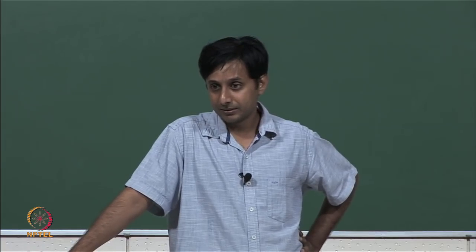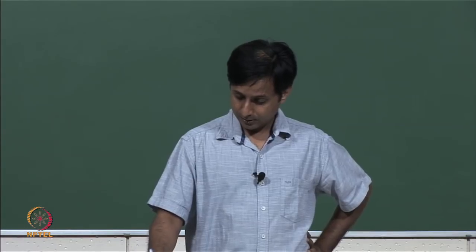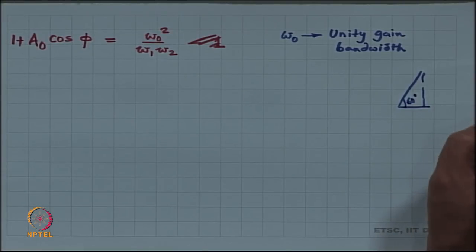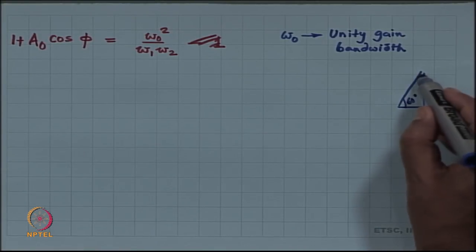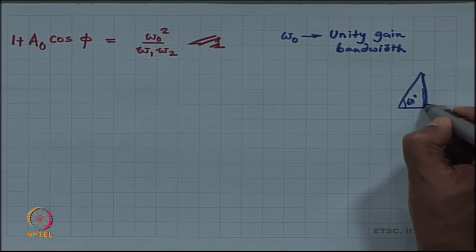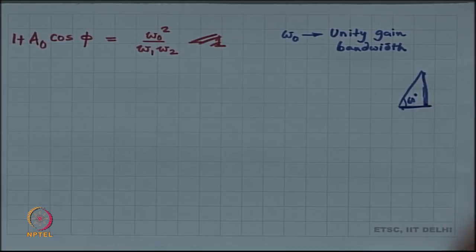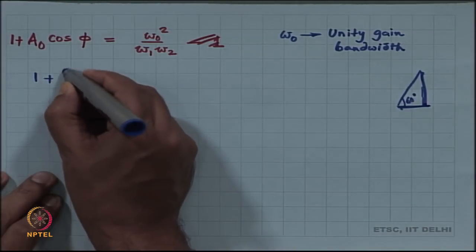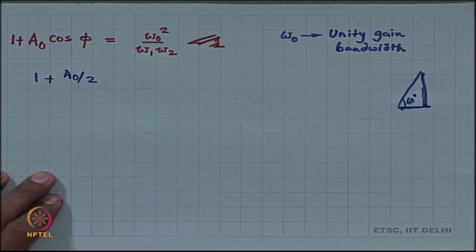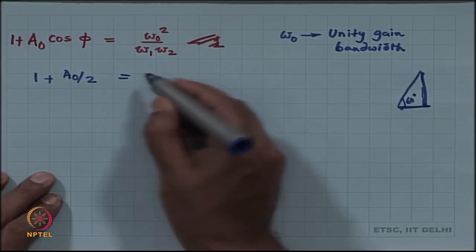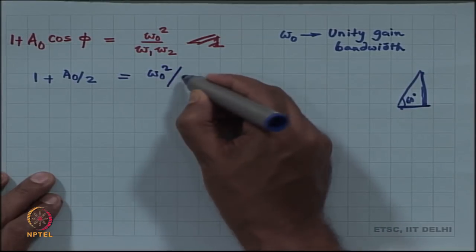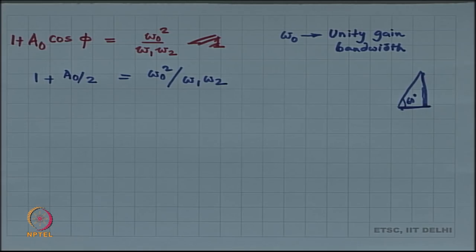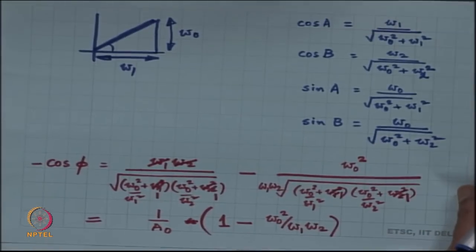So, this is 60 degrees. I am sorry, I am really bad at trigonometry. Yeah, cos 60 degrees is 1 by 2. Yeah. So, 1 plus A naught by 2 has to be equal to omega naught squared by omega 1 omega 2. Okay. So, this is a relationship that we have to follow.